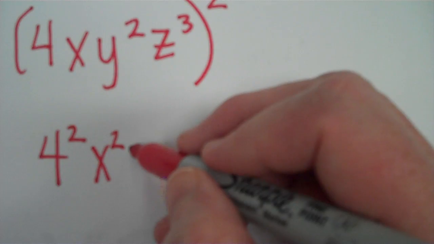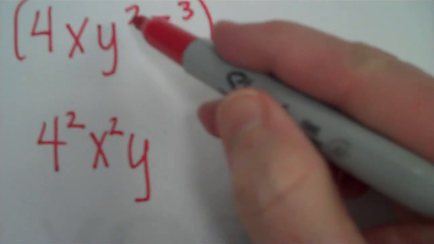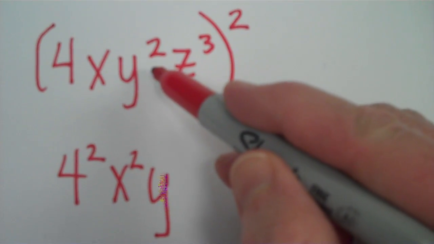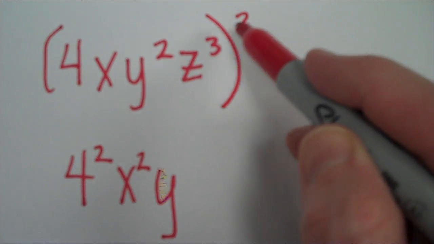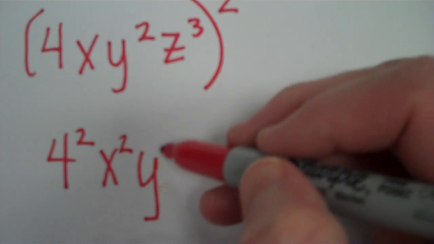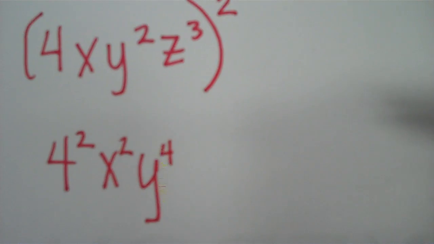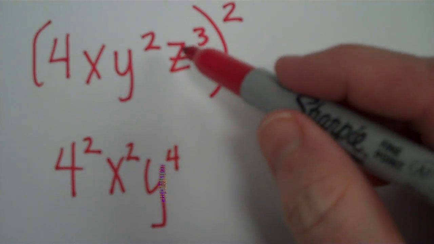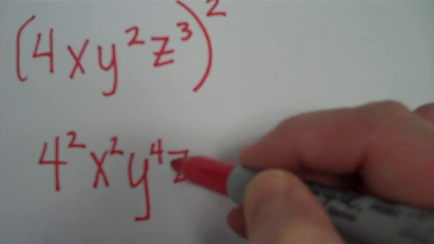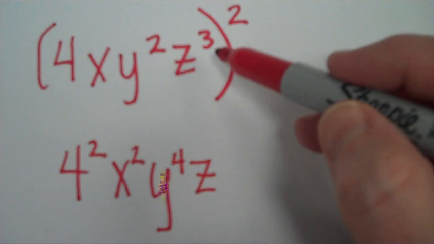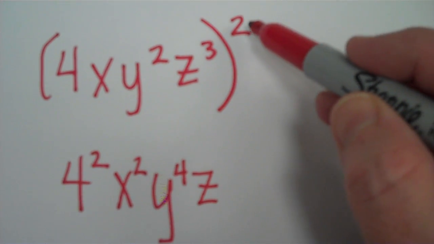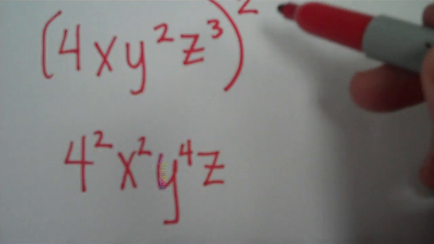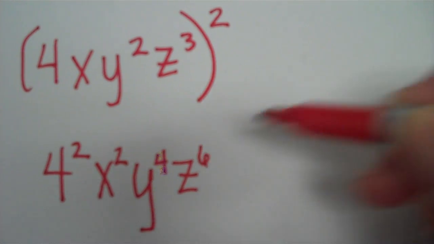Then we take our next base, which is y. The exponent of y is 2. We're raising it to the second power. 2 times 2 is 4. So this is y to the fourth. And then finally, our last variable is z. The exponent of z is 3. We're raising it to the second power. So 3 times 2 is 6.